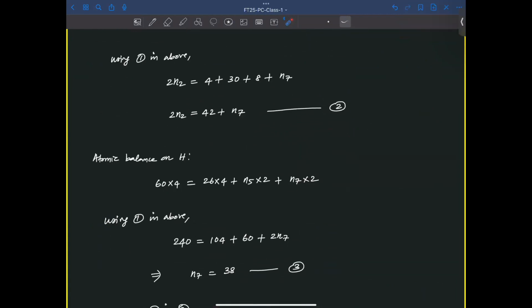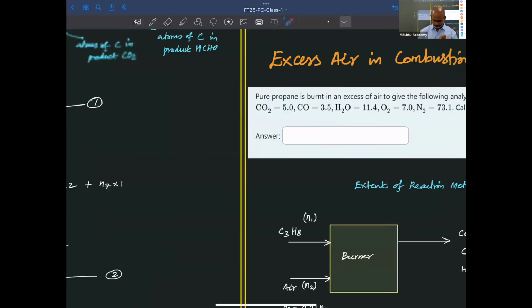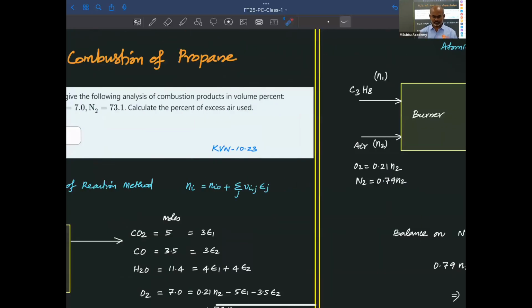Sir, so far we are solving for steady state only. Can we solve for unsteady state also? For example, for the last problem, before the recycle. Yes, unsteady problems also we can use these methods for.